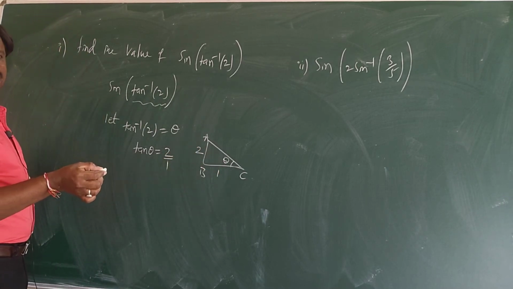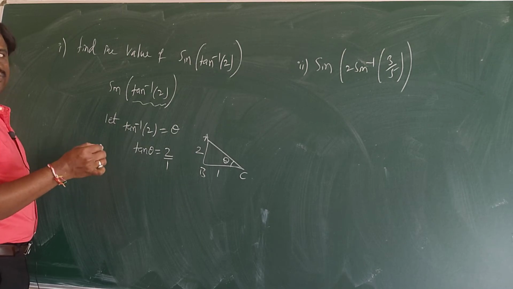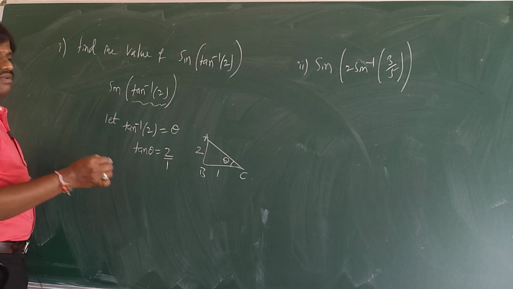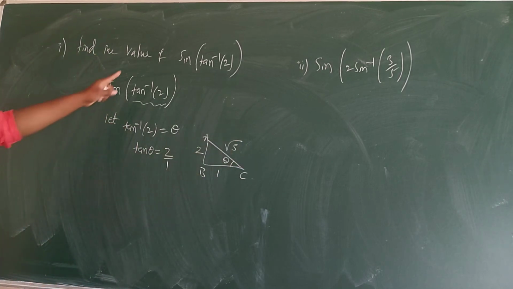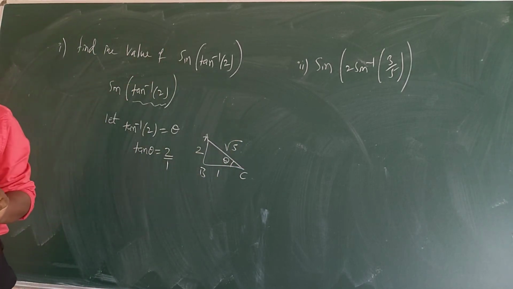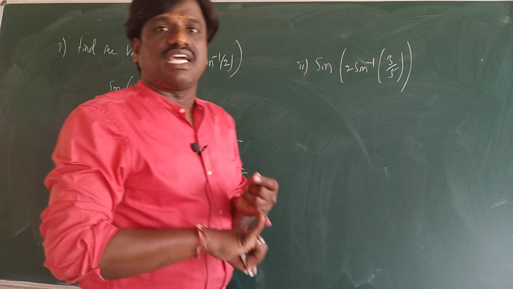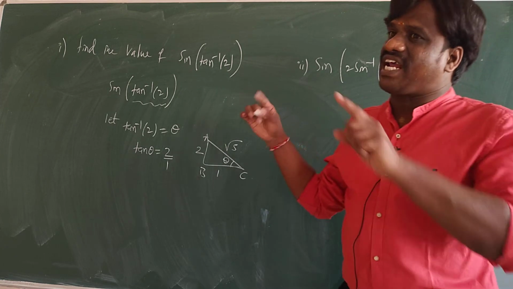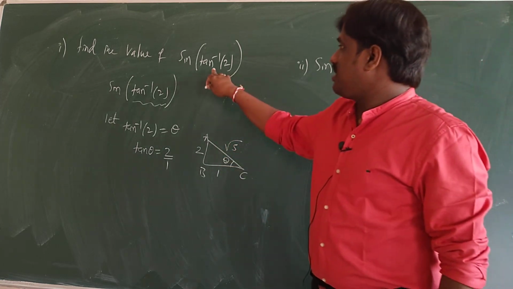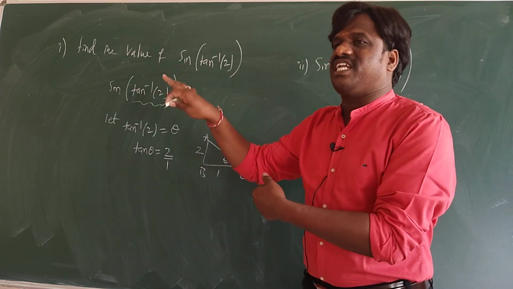If you apply the Pythagoras rule, then what do you get? Under root of 2 square plus 1 square, that is 4 plus 1, root 5 I will get. So we know the formulas of sin of sin inverse, cos of cos inverse, tan of tan inverse. But we don't know sin of tan inverse 2. So what we do here, this tan inverse 2 we convert into sine inverse.